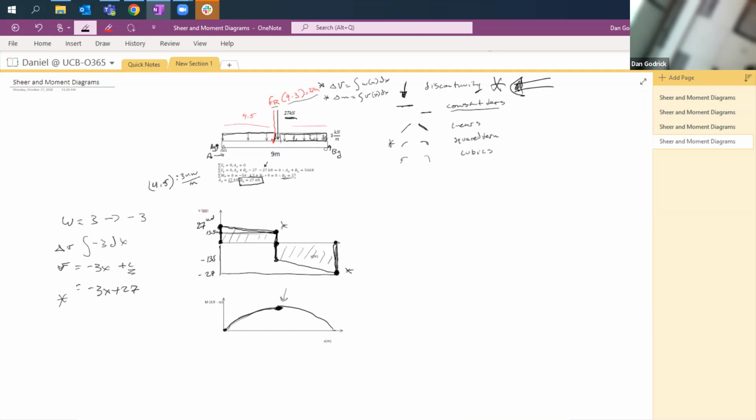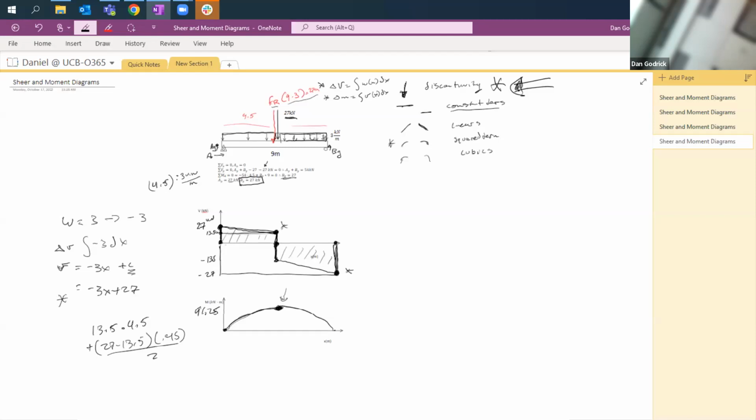Well, it's 13.5 times 4.5 plus 13.5, or 27, minus 13.5, which is 13.5, times 4.5 divided by 2. It's the triangle plus the square. All right, so 13.5 times 4.5 plus 13.5 times 4.5 divided by 2. I'm getting 91.25. All right.